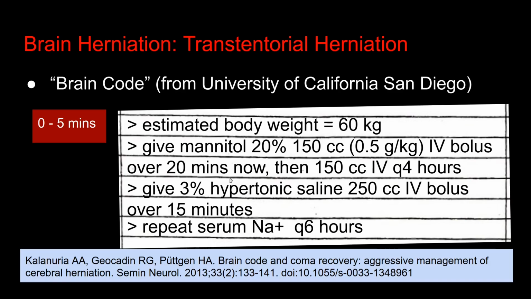And then you maintain that every 4 to 6 hours. Okay. At the same time, this brain code advises giving hypertonic saline. We should give this ideally in a central line, but you may use a peripheral line if it's good and it's a large bore catheter. So you give a bolus, 250 cc IV bolus over 15 minutes, and you want to repeat the serum sodium every 6 hours to target a 150 to 155 millimoles per liter serum sodium concentration.